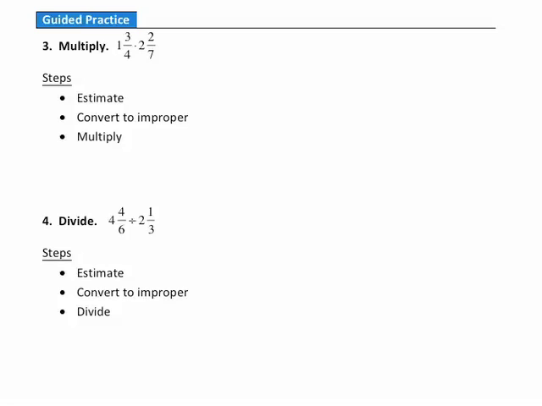Question 3. Multiply 1 3/4 times 2 2/7. Starting with our estimate. 1 3/4, that is closer to 2, so our estimate is 2. 2 2/7, that is closer to 2, so our estimate is 2. So our estimate then is 4.